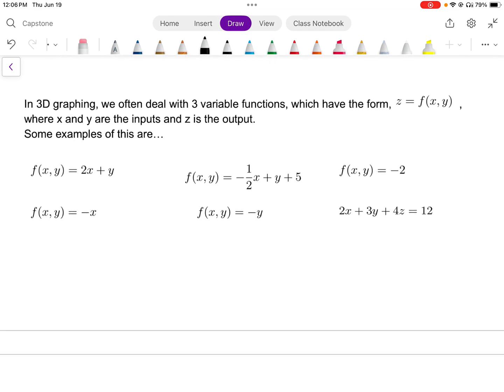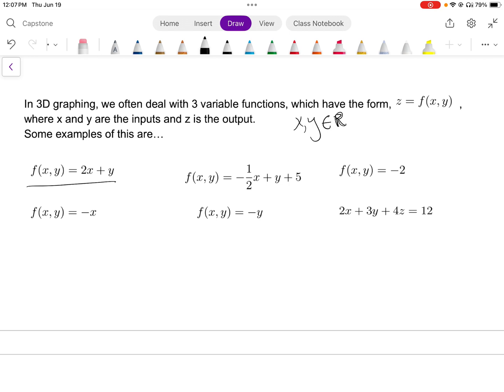In 3D graphing, things get different. We have the form z equals f of x, y, where x and y are input values in the real number system. That can be anything. And we can have all sorts of different types of functions. Here are some examples written in the explicit form, meaning that z is isolated.